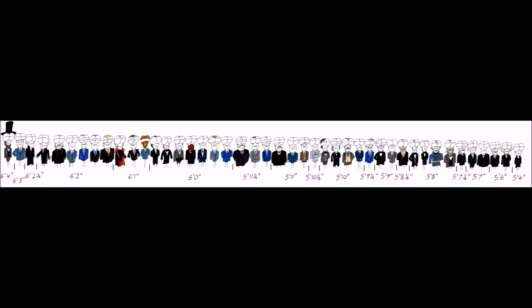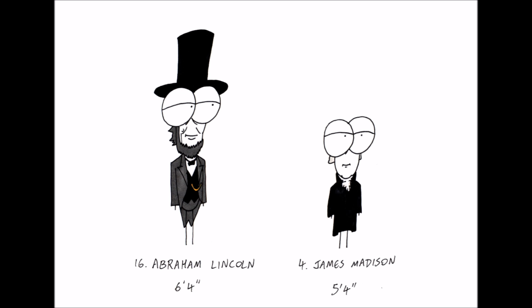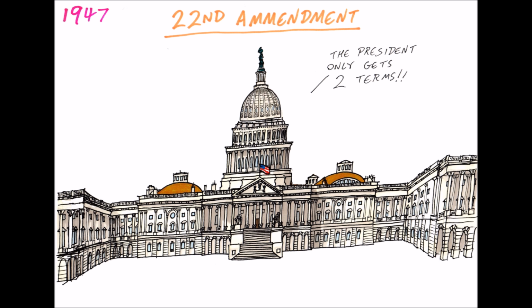Here are the presidents arranged in order of height. At 6'4", Abraham Lincoln was the tallest. That top hat didn't help. James Madison was the shortest at 5'4". The longest term was Franklin D. Roosevelt, lasting 12 years from 1933 to 1945, obviously before they confined it to 2 4-year terms.